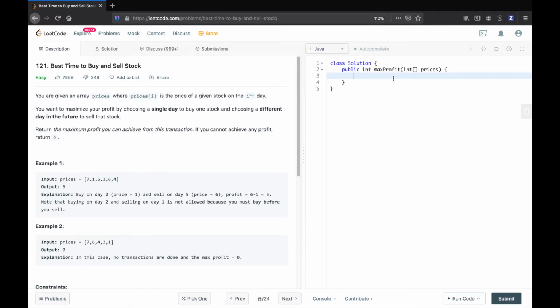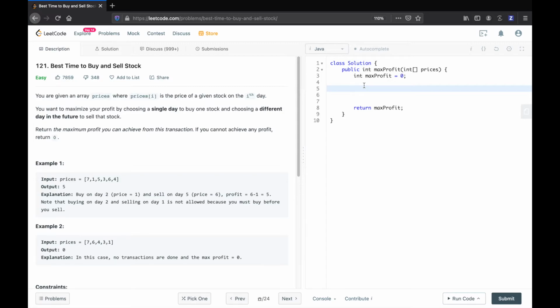We're trying to return the max profit. So let's just make a variable called max profit, and we'll set it equal to 0. And this will be the variable that we'll return at the end of our code. And next, we are going to iterate through our entire prices array. But before we do that, we need to calculate the local minimum value that we've seen thus far.